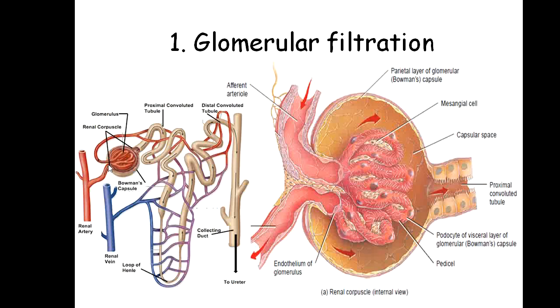So what will happen? The only difference will be the filtration. This difference will be compensated by the filtration, and that filtration is called glomerular filtration. So you have learned over here that the afferent arteriole has a large diameter, and the efferent arteriole has a small diameter. So due to this difference in diameter, the filtration takes place. The filtration takes place over here.